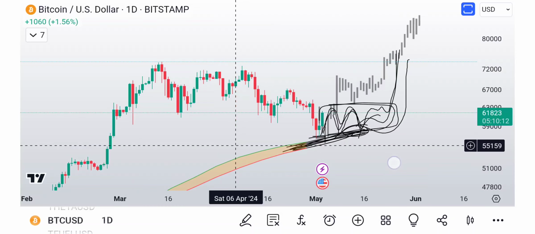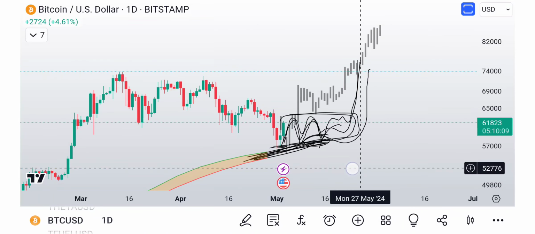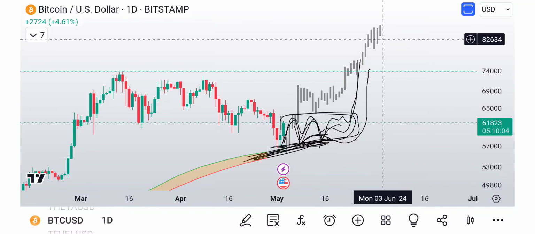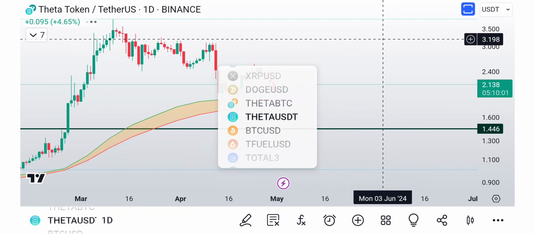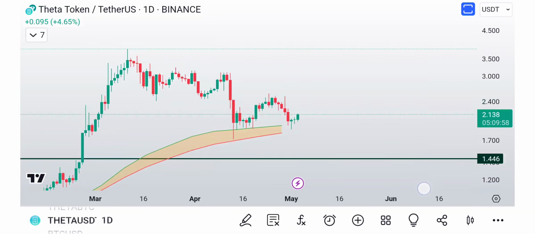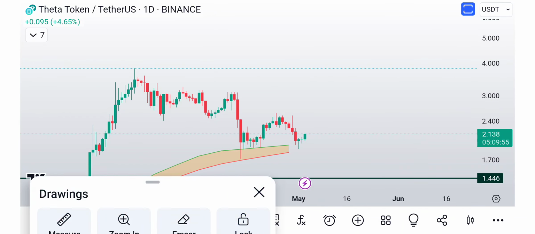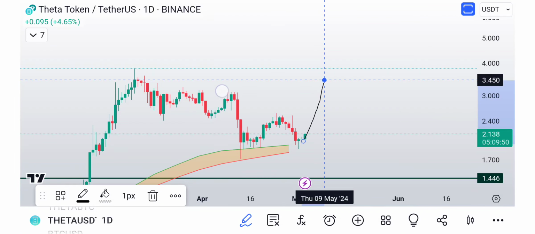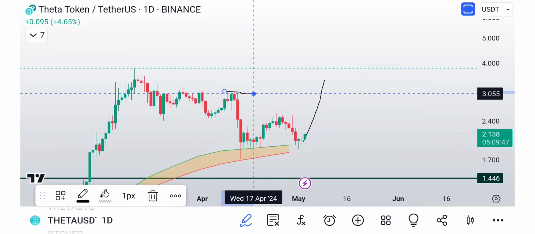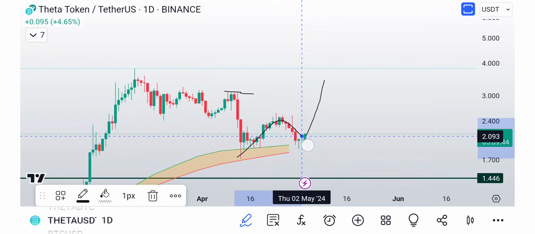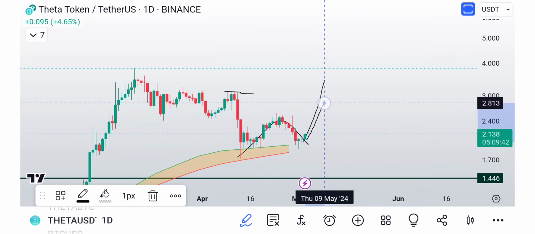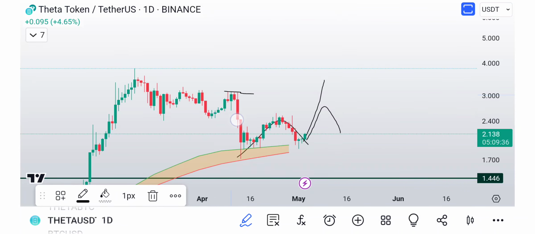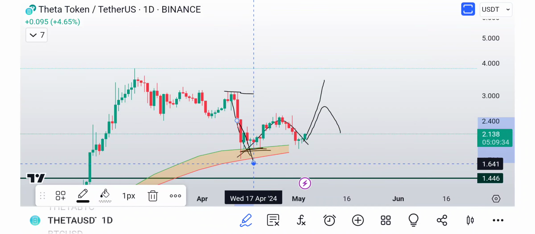But before I do that, what would something like Theta do, what would happen if we had this V-shaped recovery with Bitcoin? What would happen to things like Theta and Total 3? Well, if we had a V-shaped recovery with Bitcoin, we can see Theta doing something like this, getting all the way back, breaking above $3. So we have a 1-2. It would be nice to get another 1-2.